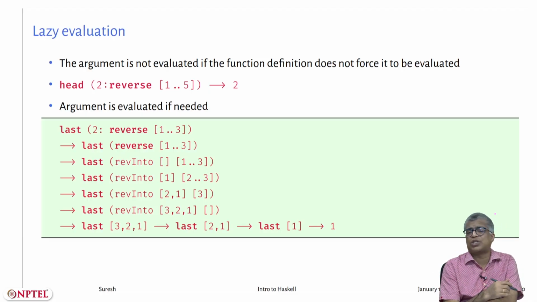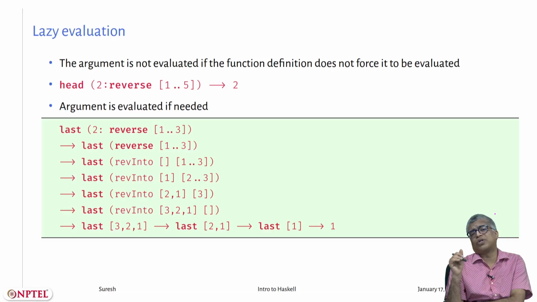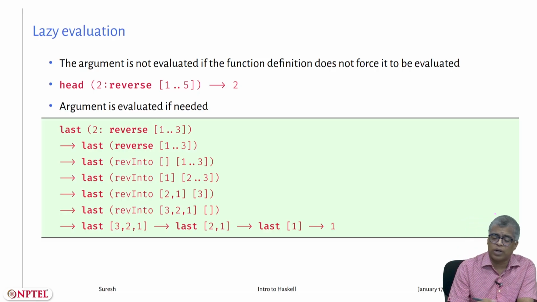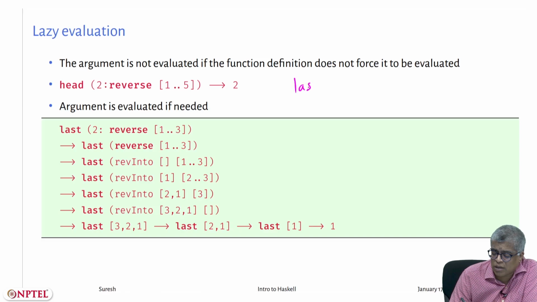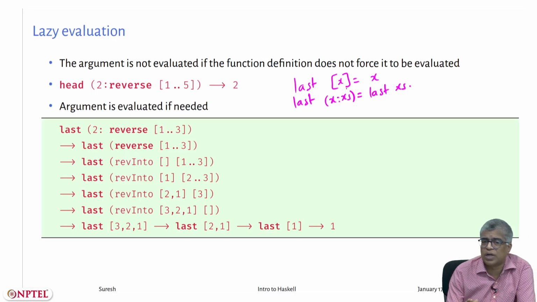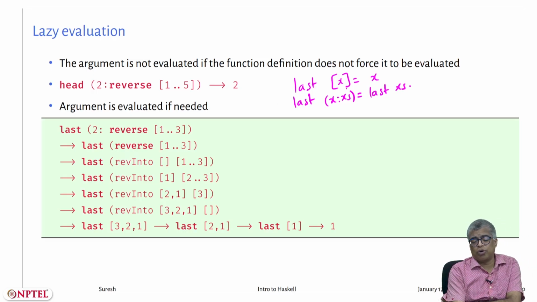If I have last of 2 colon reverse 1 dot dot 3, so let's look at the definition of last. Last of the singleton list x is x. Last of x colon x's is last of x's. Okay, that is the definition of last. Okay, so you have 2 colon reverse of something.